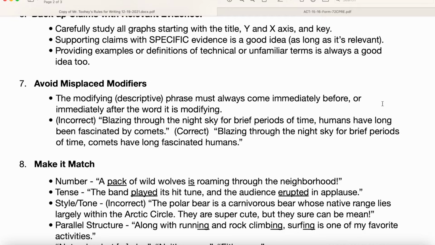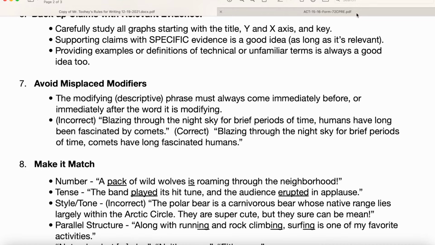So someone or something is blazing through the night sky for brief periods of time. In the incorrect example, it's humans that follows that description. Well, that doesn't make sense because it's probably not humans blazing through the night sky for brief periods of time. So the correct version is "Blazing through the night sky for brief periods of time, comets have long fascinated humans." Now we have the thing being described coming right after the descriptive phrase. That's how it's got to work.